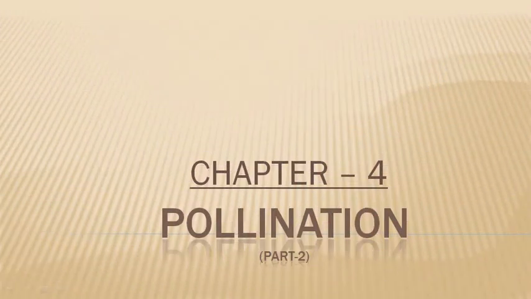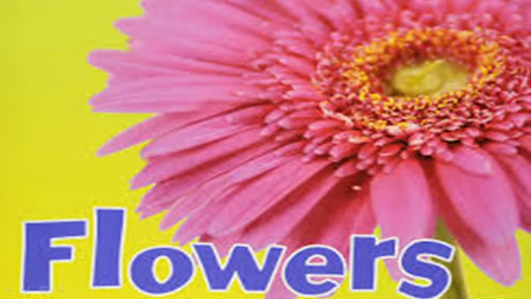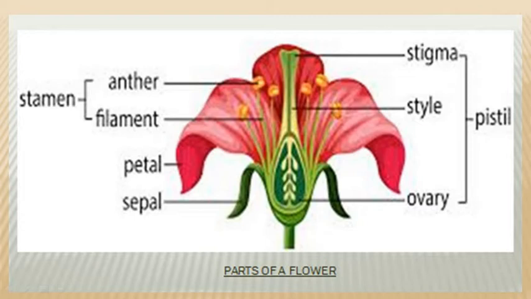Today we'll continue with chapter 4, Pollination. In the last video, we studied about flowers. Flowers have 4 different parts: sepal, petal, stamen and pistil.